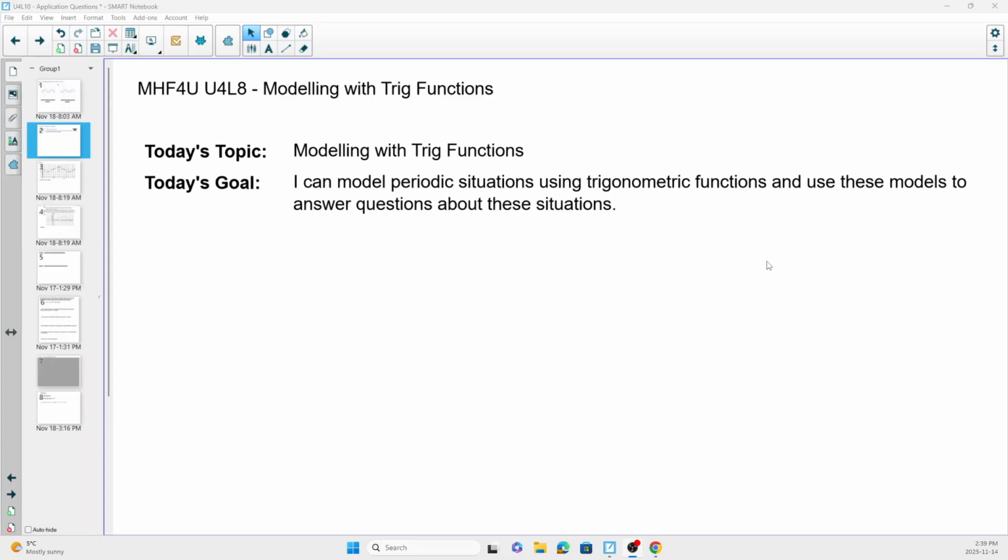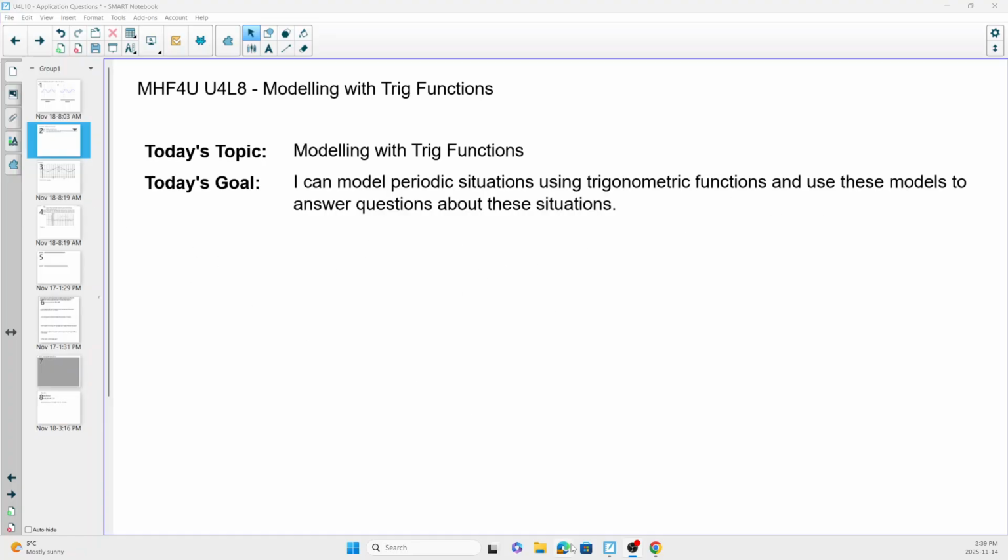And that's ultimately what we're going to do: we are creating equations or functions that model situations so that we can use those to make predictions or answer questions regarding those situations. And so that's our goal for today. I can model periodic situations using trigonometric functions and use these models to answer questions about the situations.